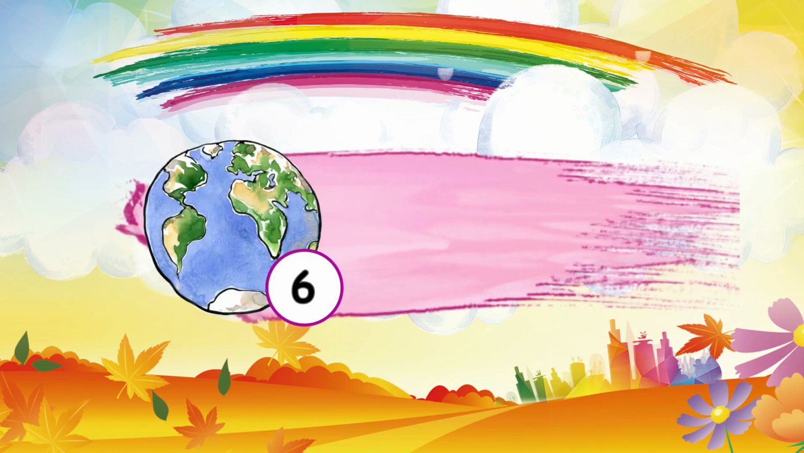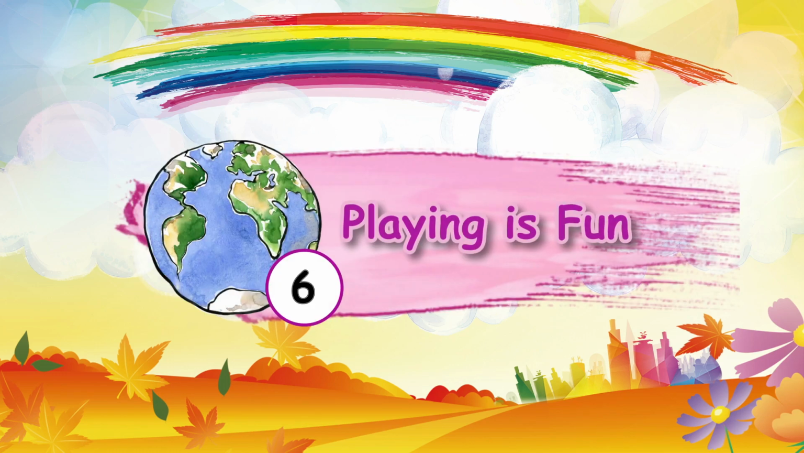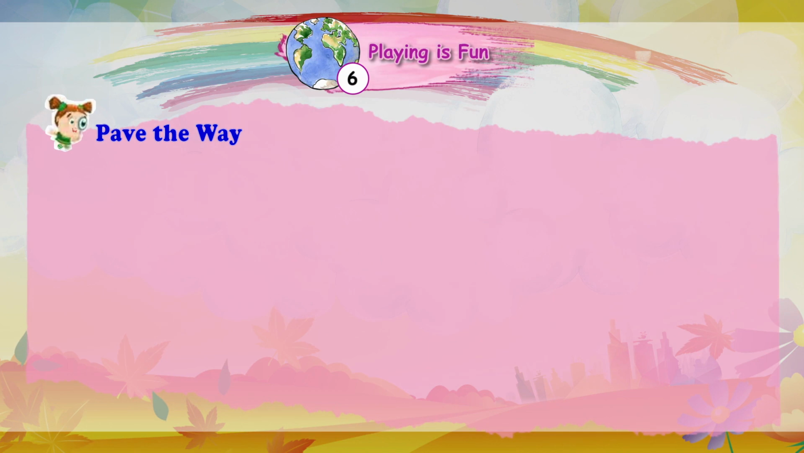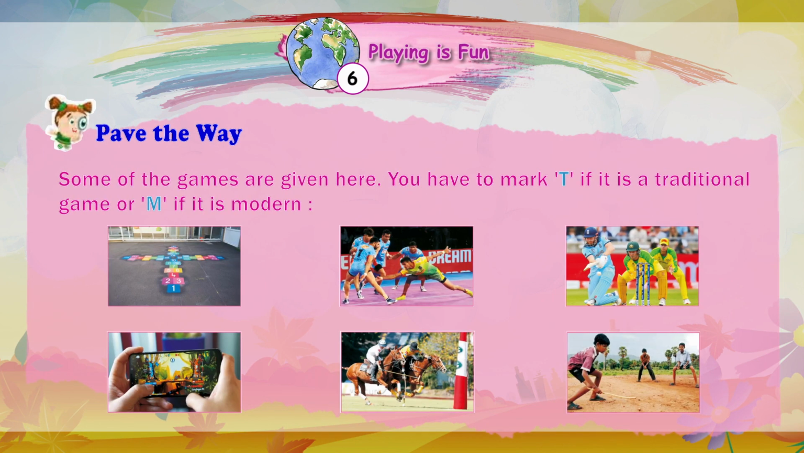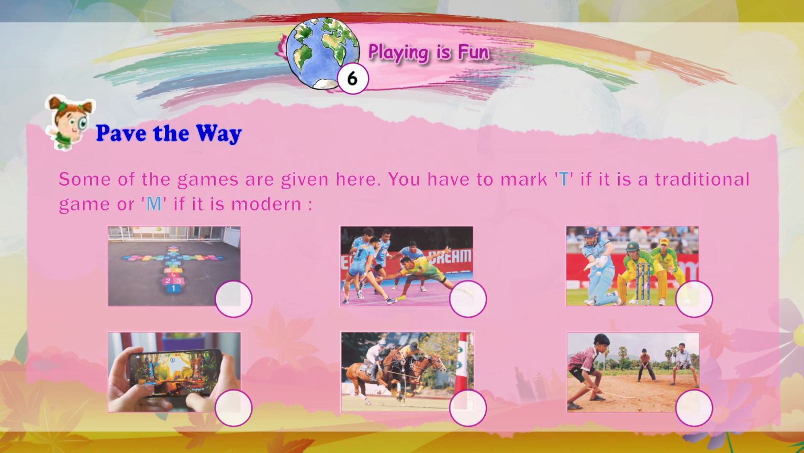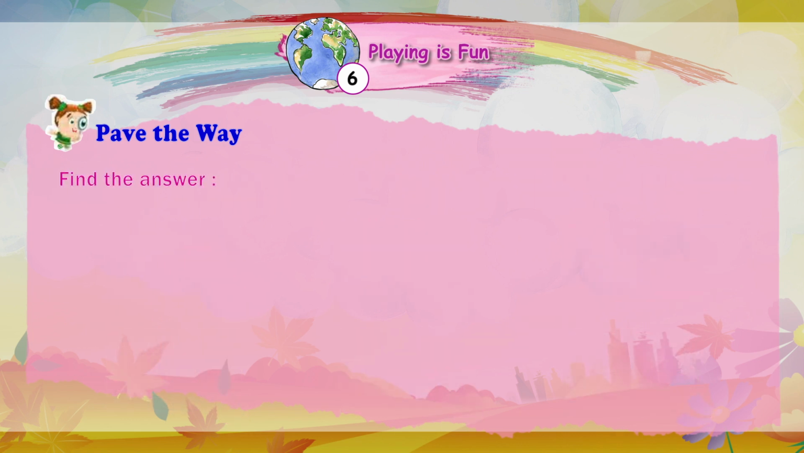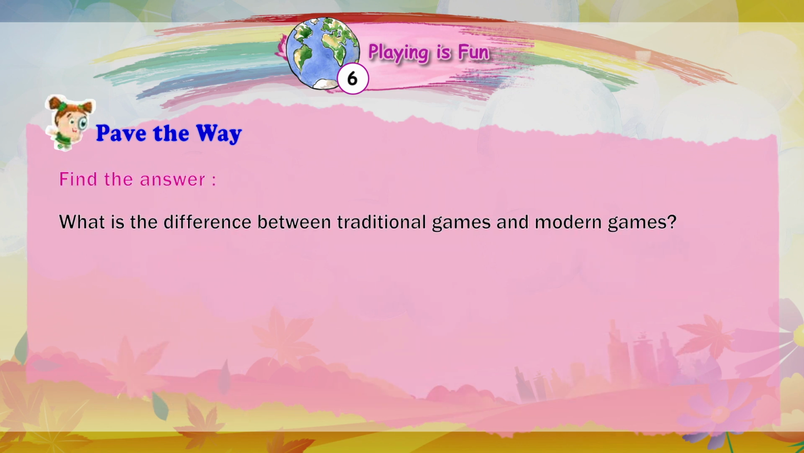Chapter 6. Playing is Fun. Pave the way. Some of the games are given here. You have to mark T if it is a traditional game or M if it is modern. Find the answer. What is the difference between traditional games and modern games?